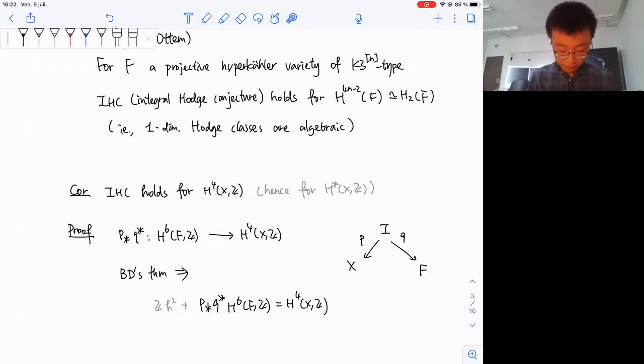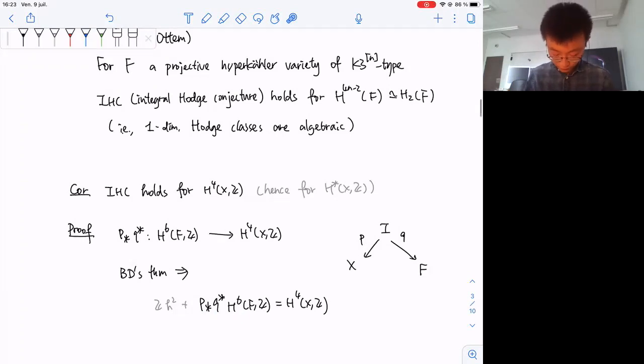Now the above theorem by Beauville-Donagi shows that the image actually generates the entire H4, so all the Hodge classes will be algebraic. So here I write it like this. In fact, we saw that this part already generates the entire H4, but I like to keep this part here since it's always algebraic, and we are going to see some analogous results in the Debarre-Voisin case.